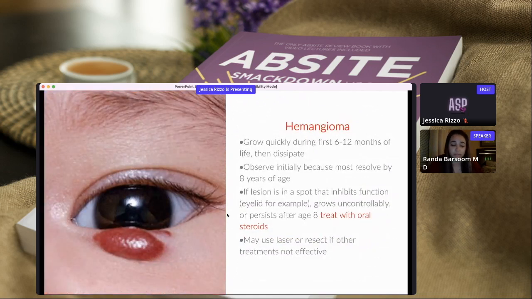Lastly, a hemangioma. So hemangiomas are pretty common, actually. They grow very quickly in the first 6 to 12 months of life, and then go away. If it's getting in the way, let's say on the eyelid, and it's getting in the way of function, or if it persists past the age of 8, you can actually treat them with an oral steroid. You can also use a laser or resect if they are really growing or not shrinking or just getting in the way of normal life.